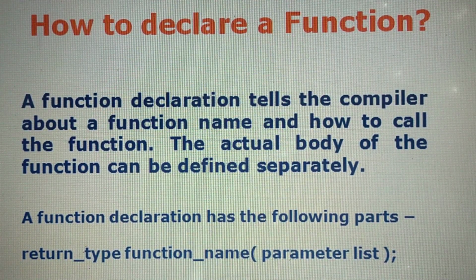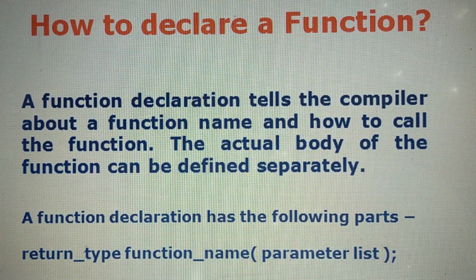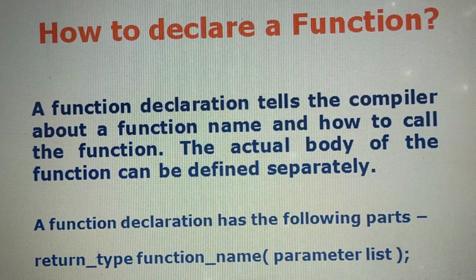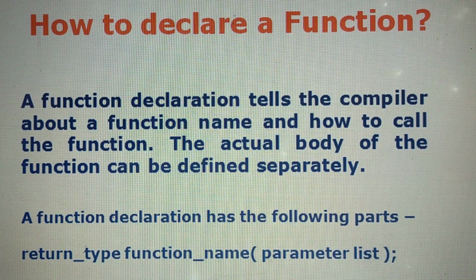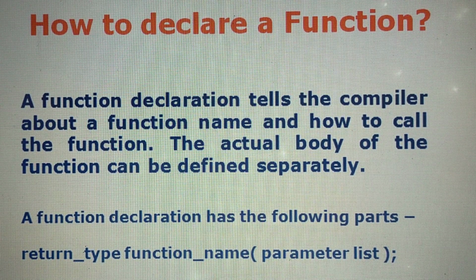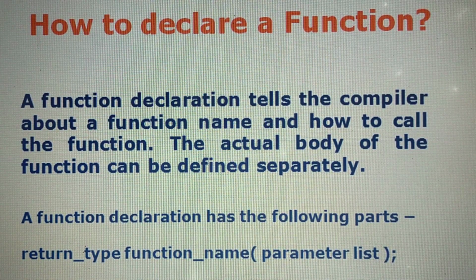Today I am going to discuss how to declare a function, and functions with passing arguments. Let us start with how to declare a function. A function declaration tells the compiler about a function name and how to call the function. The actual body of the function can be defined separately.